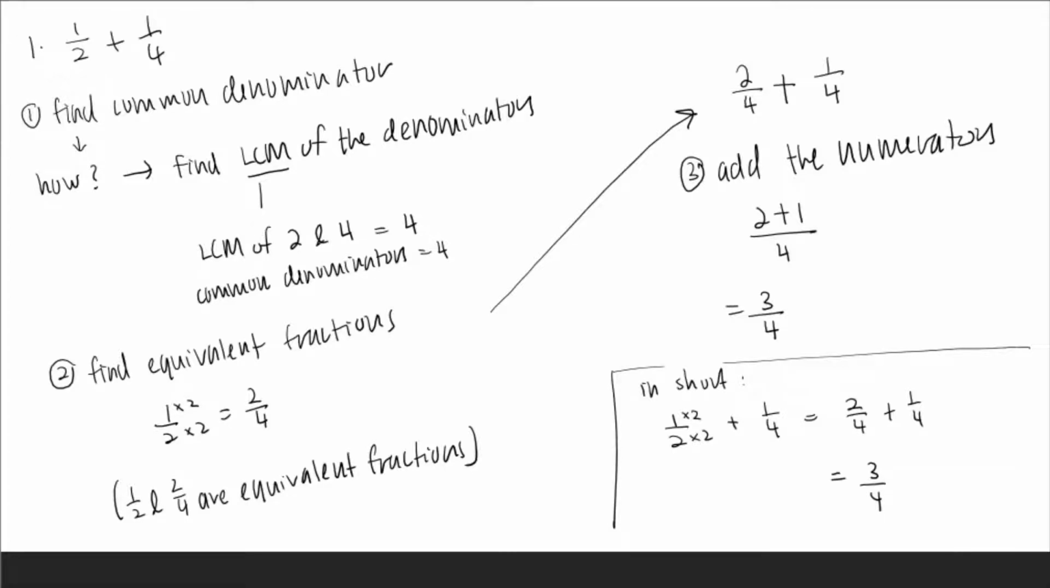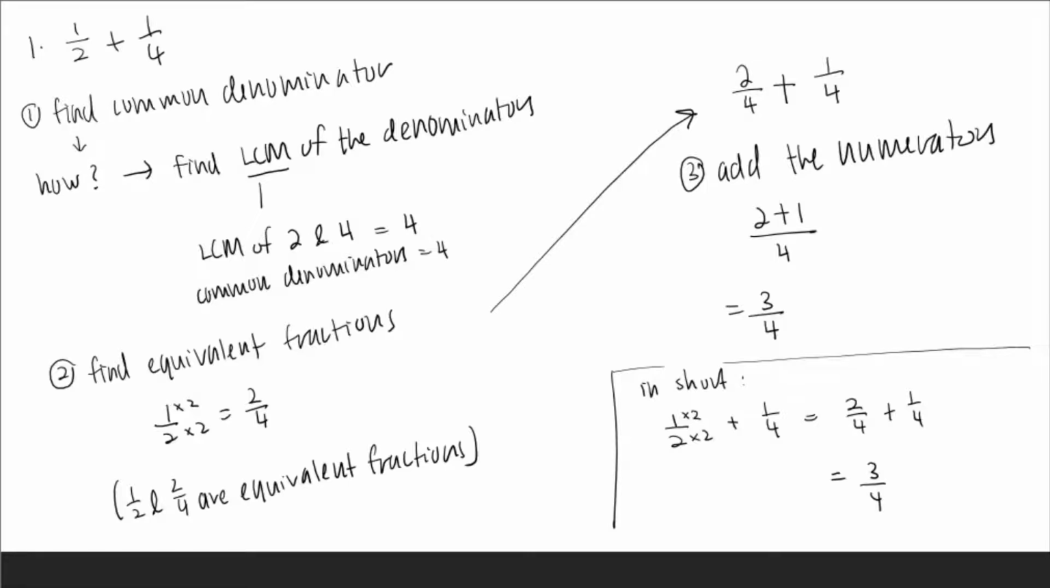For example, 1/2 plus 1/4. To move on with adding or subtracting, you have to make sure they have the common denominator. So first, find the common denominator. You find it by finding the LCM of the denominators, which is 4. So the common denominator would be 4.